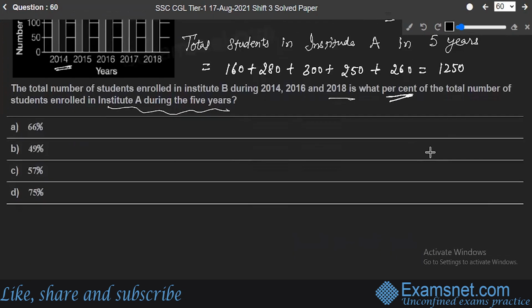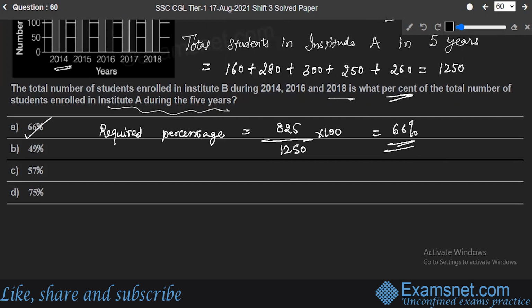Let's go. So the required percentage is equal to 825 upon 1250 into 100. You will solve and get 66%. So the required percentage is 66%.